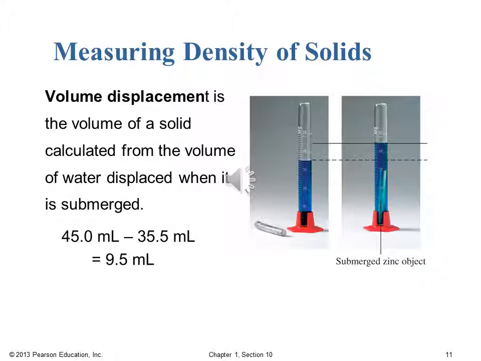So the difference there, that final volume of zinc plus liquid minus the initial volume of liquid, gives us the volume of the zinc. So in this case, 45.0 milliliters minus the initial 35.5 milliliters, we very quickly solve for the volume of the zinc as 9.5 milliliters.